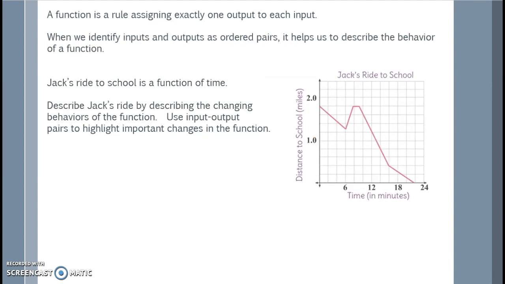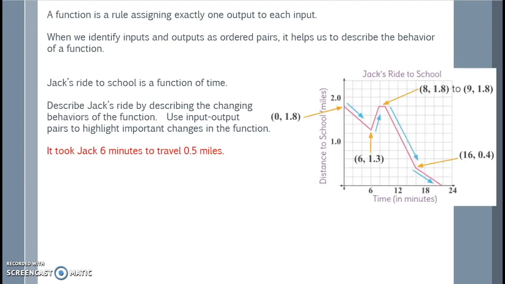When we identify inputs and outputs as ordered pairs, it helps us to describe the behavior of a function. Jack's ride to school is a function of time. Describe Jack's ride by describing the changing behaviors of the function. Use input-output pairs to highlight important changes in the function. So I've converted my graph here with our points that may be of some interest to us.